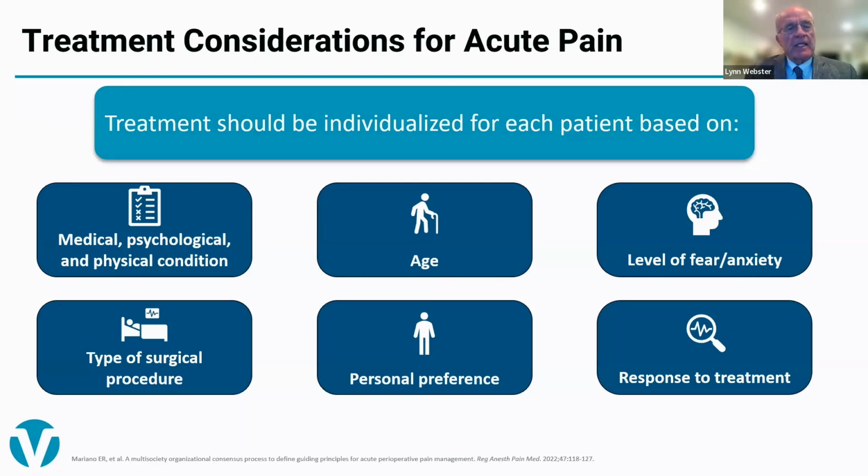Our considerations are listed here, and they should be individualized for every patient. We have to think about the medical and psychological as well as the physical conditions of the patient, what their age is, their level of fear, anxiety, and the type of procedure that they may undergo or the type of trauma that they've just experienced, the individual's personal preferences, and how they've responded to similar treatments in the past or how they expect to respond to this particular acute pain episode.